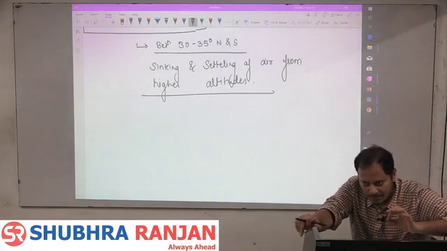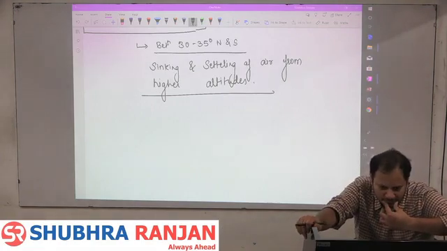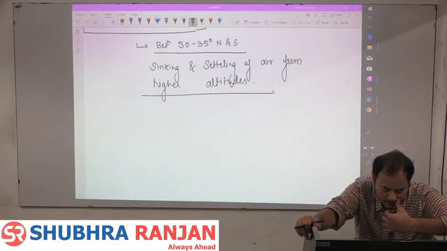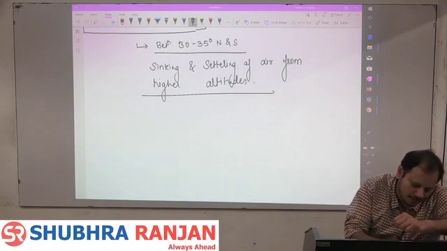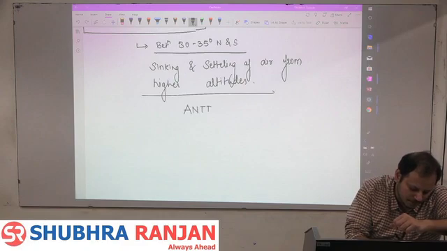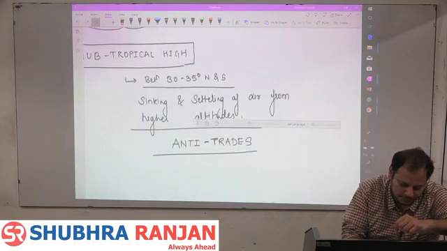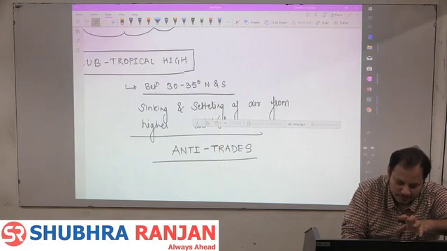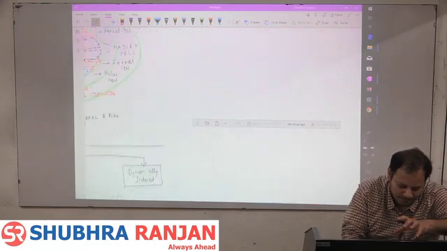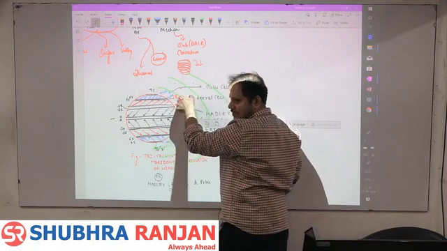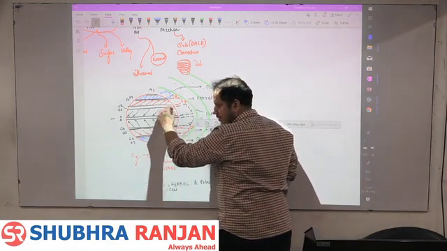From above, the air that rises over the equator starts flowing polewards as anti-trades. Trade wind ke opposite direction mein jo flow kar rahi hai, that is anti-trade. I'll come to the diagram. This is the direction of the trade winds. This is the direction of the anti-trade winds. Fine? Why is the trade wind getting deflected to the right hand side?